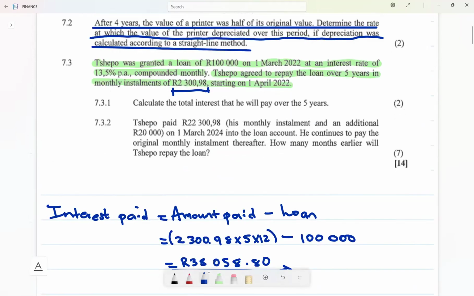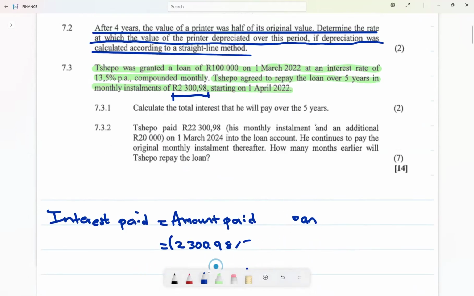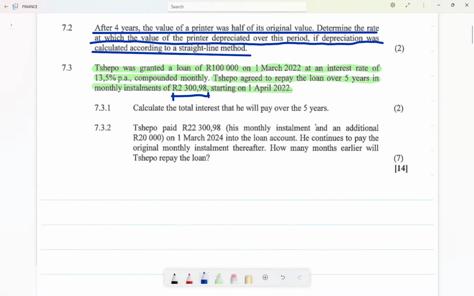Okay, yes. And then let's move on now to an interesting part. It says Tshepo paid 22,300.08, which is his monthly installment, and an additional 20,000 on the 1st of March 2024 into the loan account. He continues to pay the original installment thereafter. Then the question is, how many months earlier will Tshepo repay the loan?